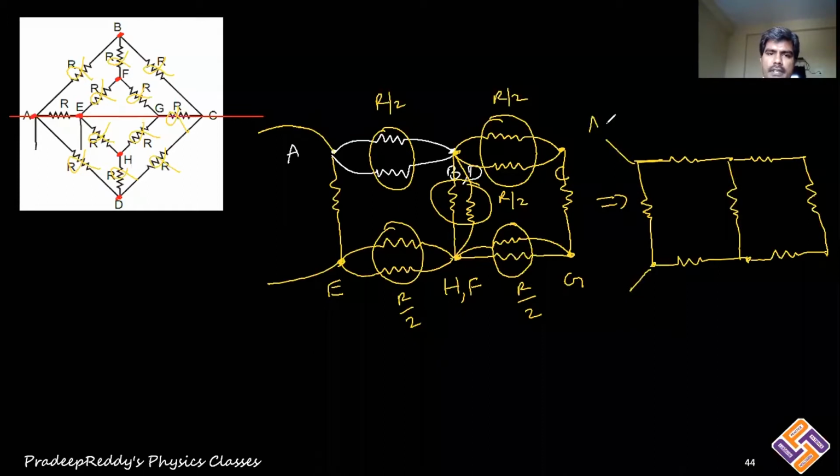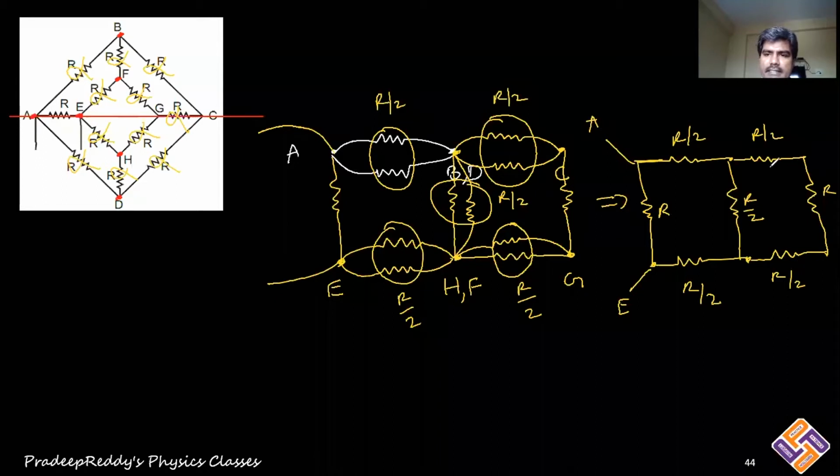These are the points A and E. So you should find out the effective resistance of this. That becomes very easy. Check it out. This is R by 2. This is R by 2. This is R. And this is R by 2. This is R by 2. This is R by 2. And this is R. R by 2, R and R by 2.